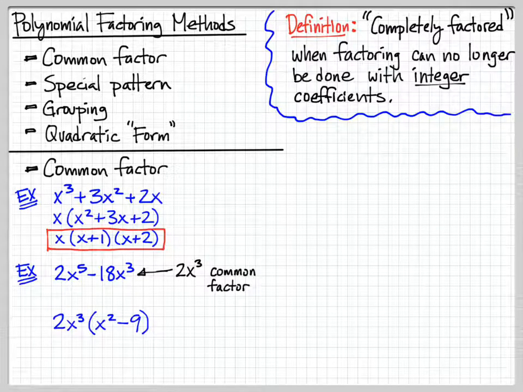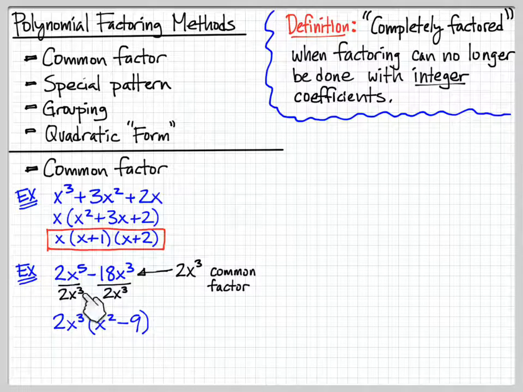Now, if you have trouble getting from here to here, what you can do is think about it like this. Think about it as dividing each of these terms by 2 times x to the third, and then this becomes x squared, and this becomes -9. This isn't necessary to write out, but if you have trouble factoring it out in your head, you might want to write it out like this to get down to this form.